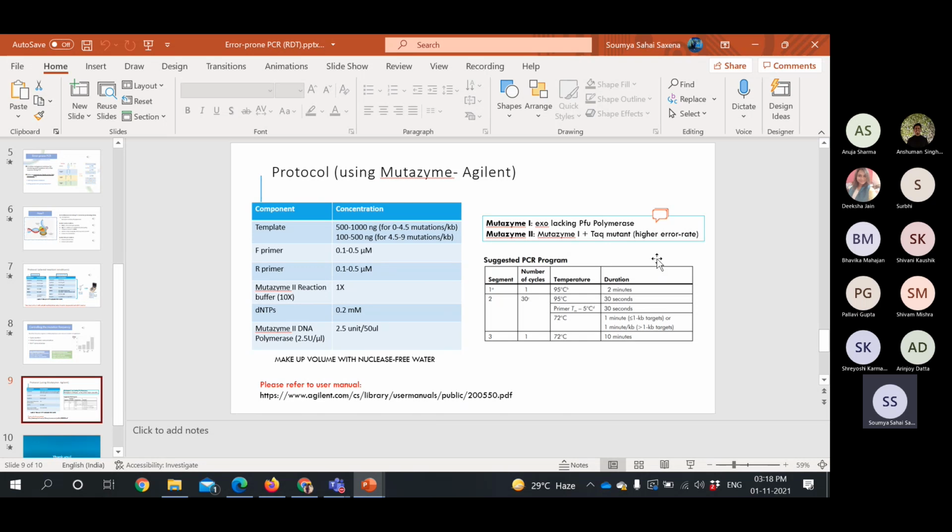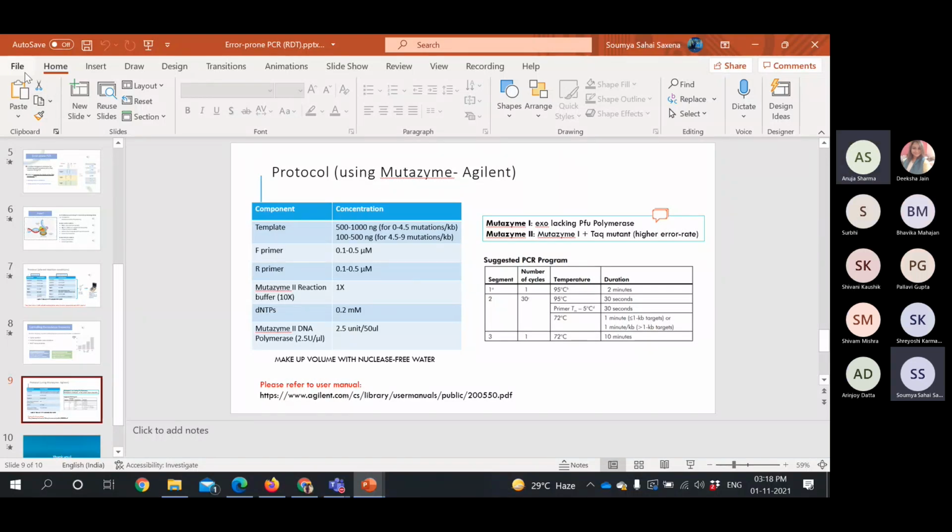Ma'am, I had another doubt on slide 9 here. In this section of suggested PCR program, I was not able to understand what it exactly means. I mean, because of segment 1, 2, 3, and this data, I was not able to comprehend properly. Should I do it in the slideshow? Yes, please.